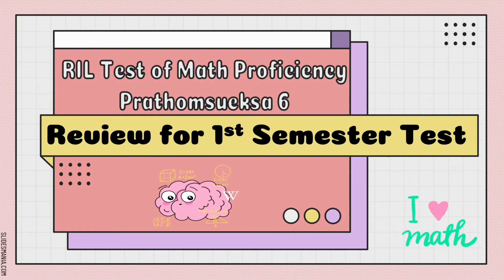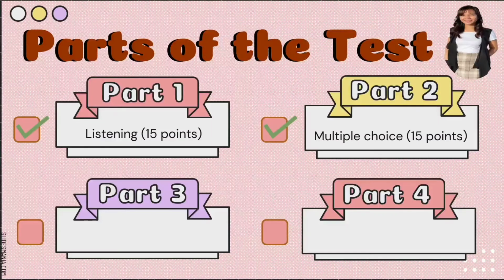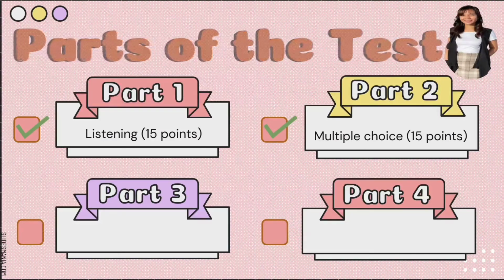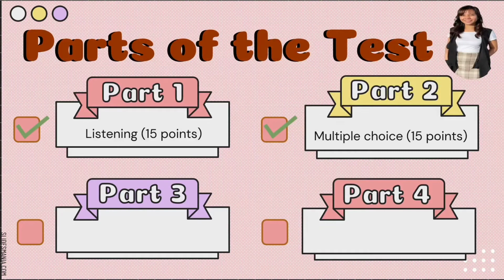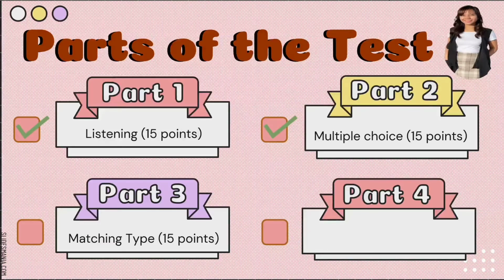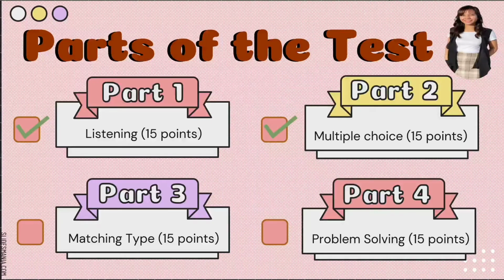In this video, we're going to review for the first semester test. So again, for the parts of the test, we have already finished part 1 and part 2. So in this video, we're going to review part 3, which is the matching type, and that's for 15 points. And part 4, it's all about problem solving, that's also for 15 points.